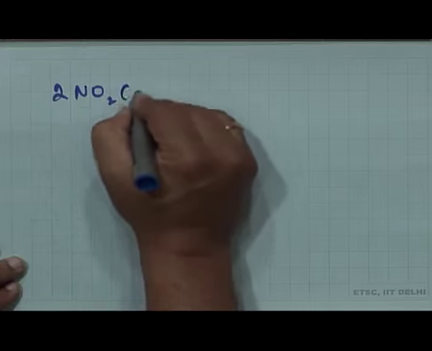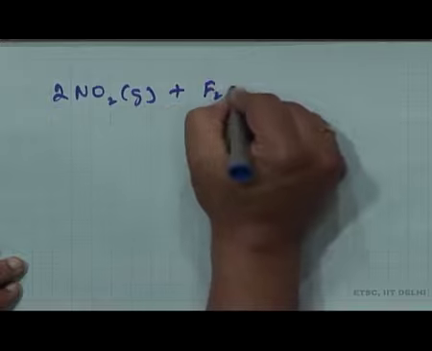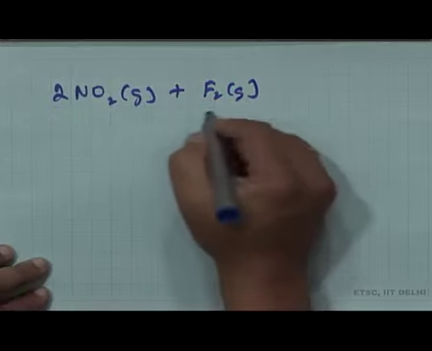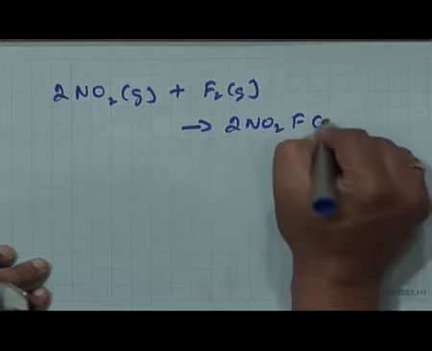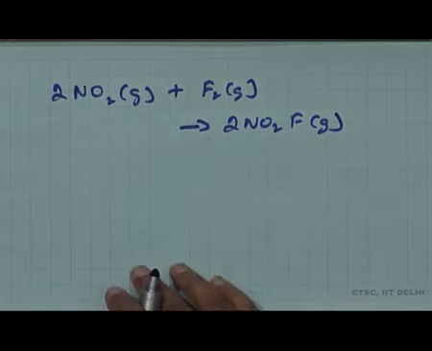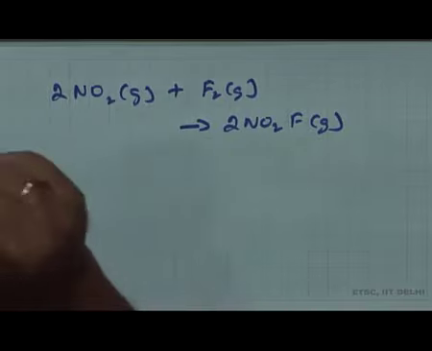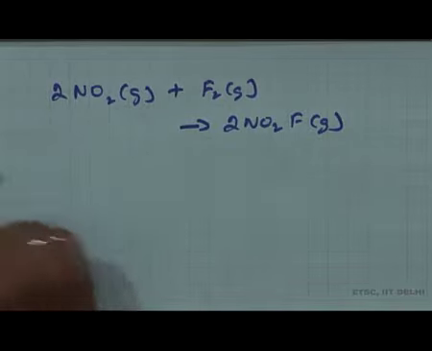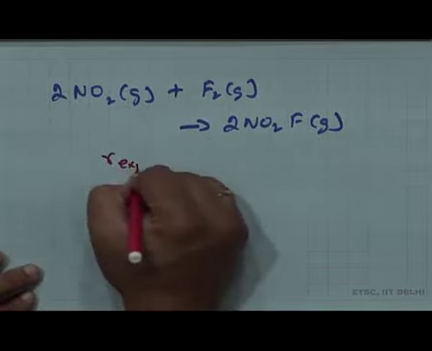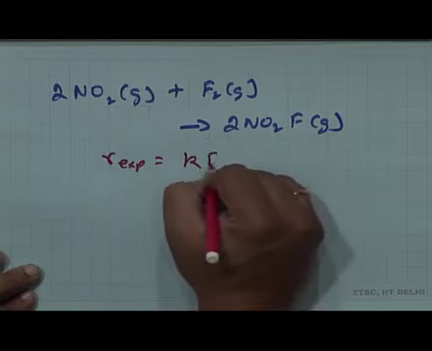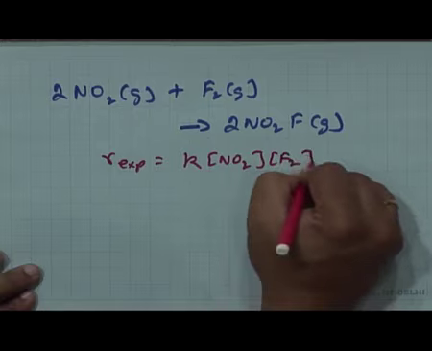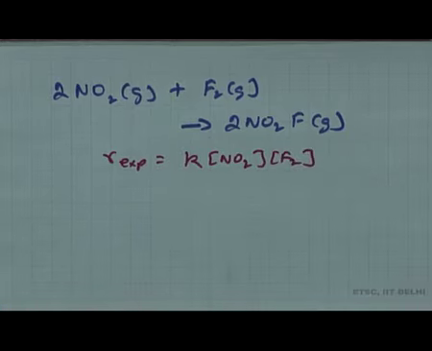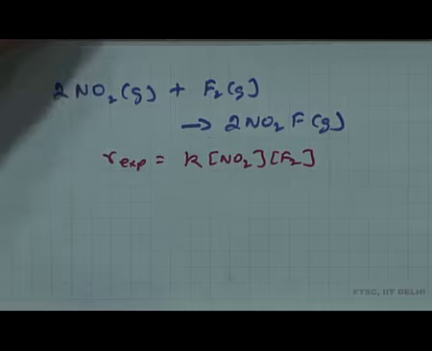2NO2 gas plus F2 gas gives me 2NO2F gas, right. Okay. Experimentally, let me write R experimental is equal to K times the concentration of NO2 times the concentration of F2. So, this is R experimental, right. Now, what about the proposed reaction mechanism?